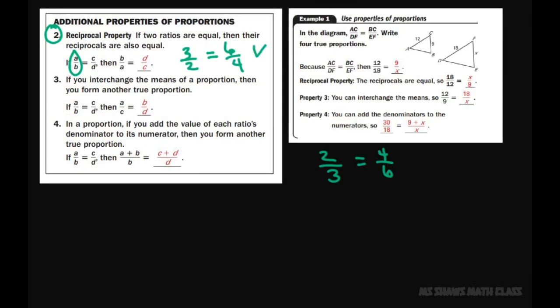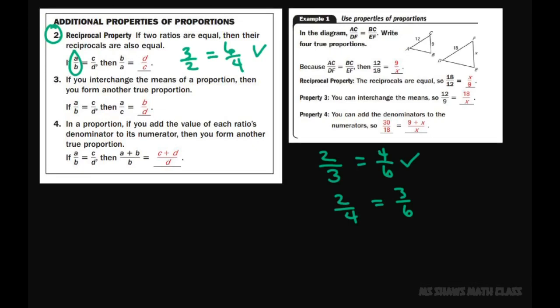You can also interchange the means of the proportion. So I could say 2 is, so I'll just take this one. So I can say 2 is to 4 as 3 is to 6, because that would give you the same proportion.